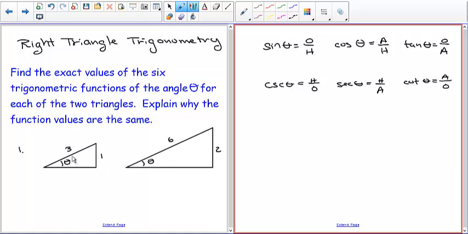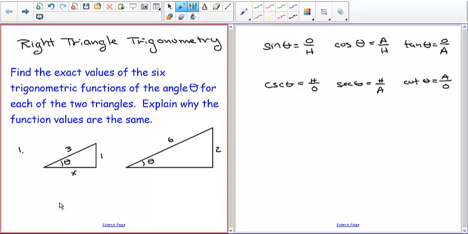So if we can find the length of the third side of either one of them, we use the Pythagorean theorem. Let's call this side x. So we'd say x squared plus 1 squared equals 3 squared. That'll be x squared is equal to 9 minus 1, which is 8. So x is the square root of 8. So this unknown side here is the square root of 8.